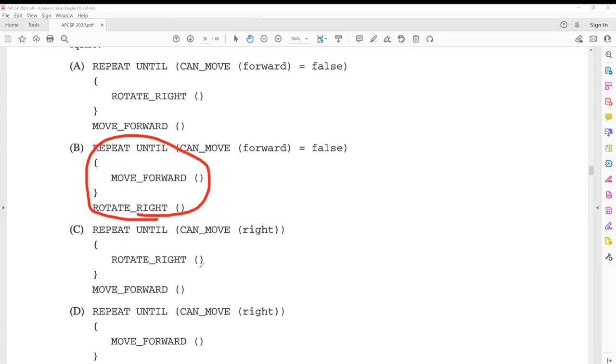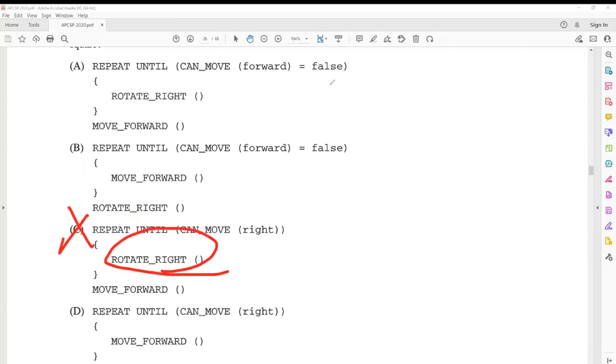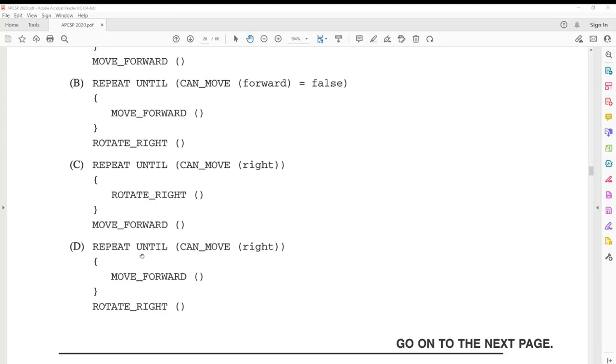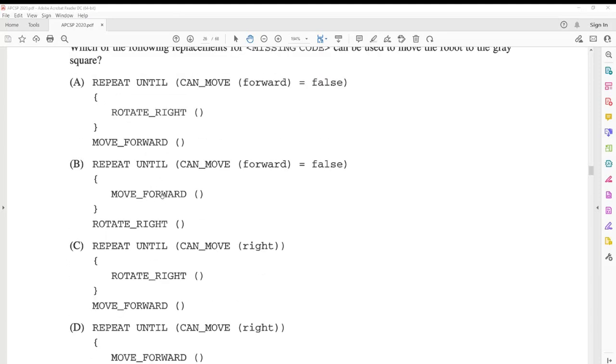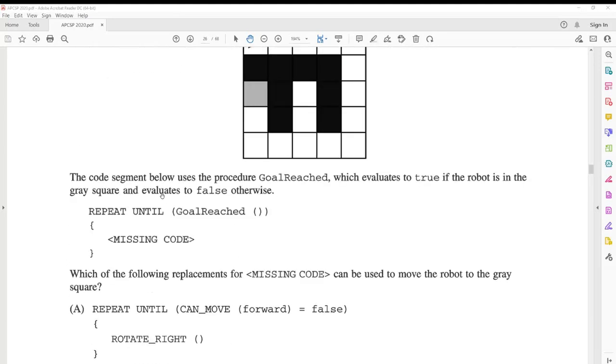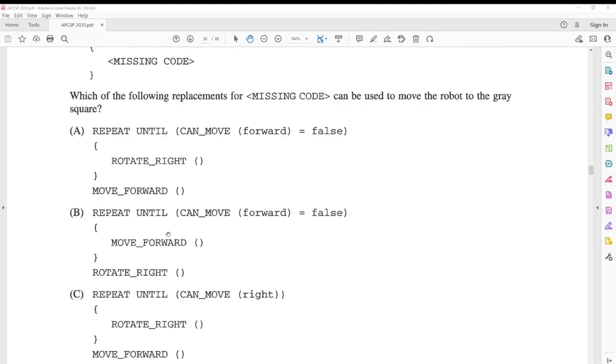So this one, C, you can move right. You move right. This one got trapped. Okay, so wrong. This one got trapped. And this one can move forward, you rotate right. This is wrong. This one move forward, can move right, you move forward. Okay, this one is also wrong. So the answer I think is B. For number 21, it actually is B.